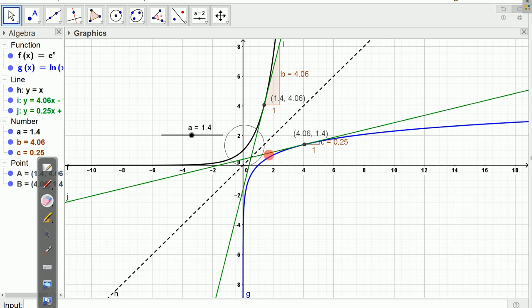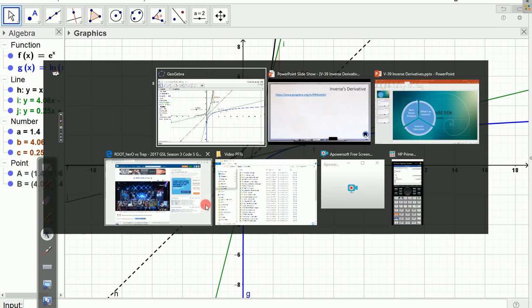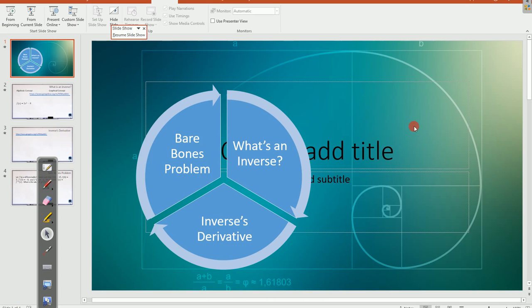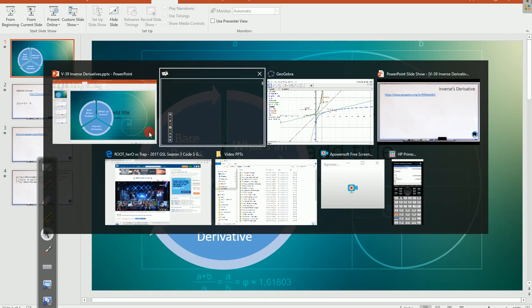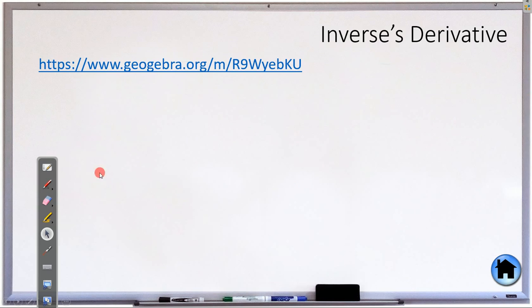It's a little complicated, but we're still working on it. Where are we here? There. Oops, that's not the one I wanted. I wanted that one. So, the inverse's derivative.